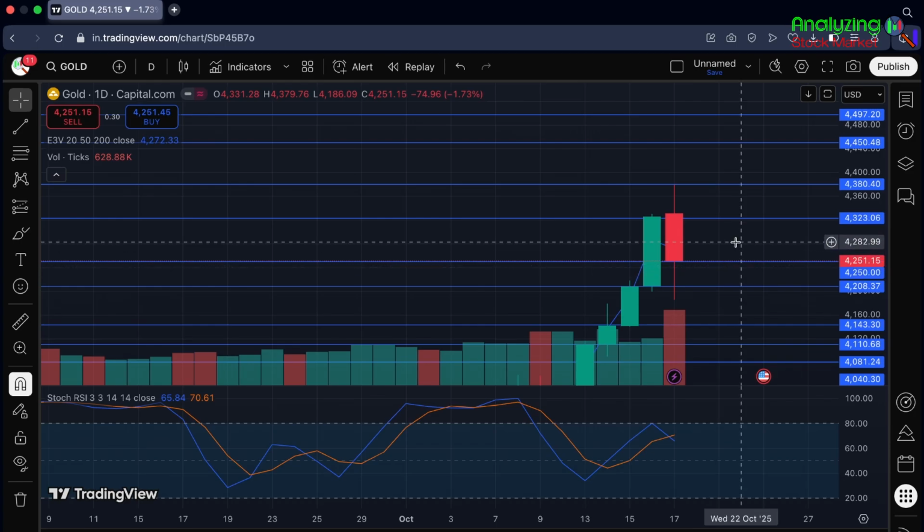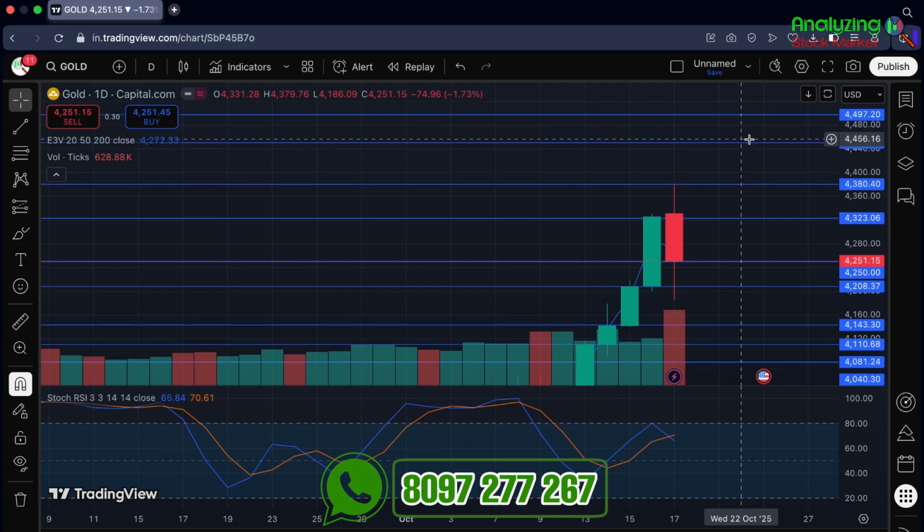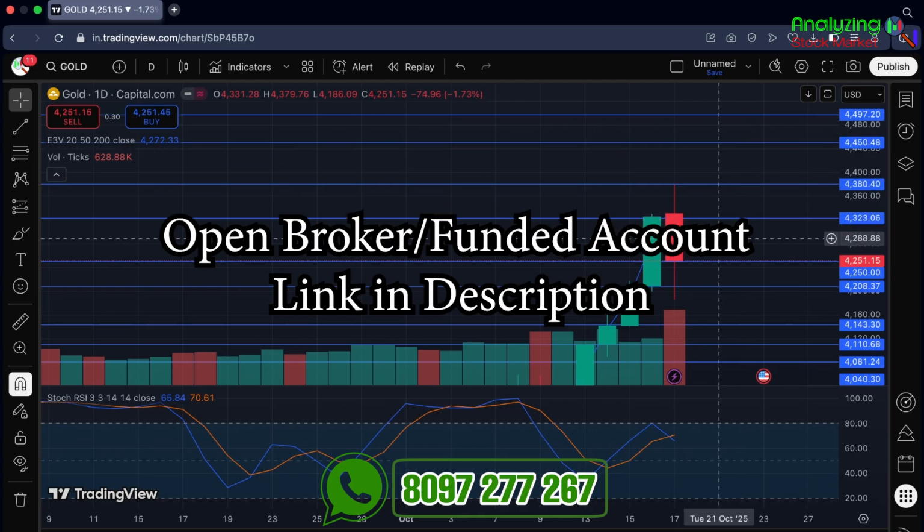Also, if you are going for a bullish trade, then only go for it once 43.23 gets breached and a one-day candle closes above this, then we can go for a long till 43.80. And if this gets breached, then we can go for 44.50 levels. Currently, my expectation is overall negative.